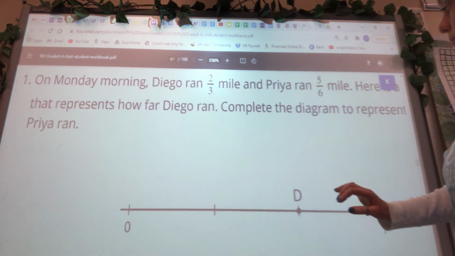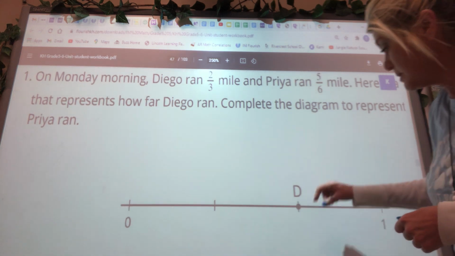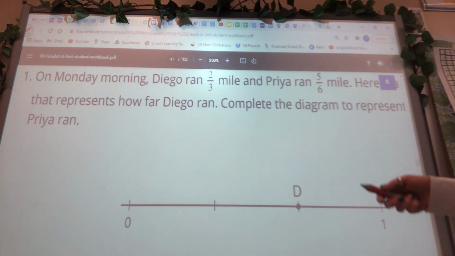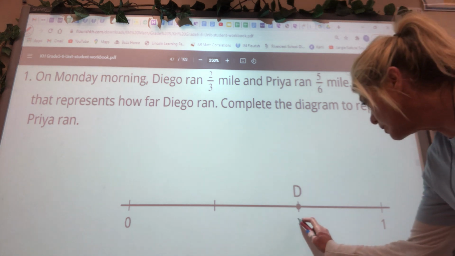On Monday morning, Diego ran 2/3 of a mile, and Priya ran 5/6 of a mile. Here is a number line graph that represents how far Diego ran. Complete the diagram to represent how far Priya ran. Well, it told us that Diego ran how much? 2/3.